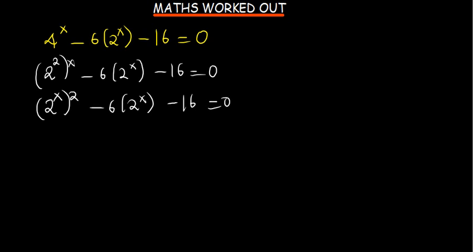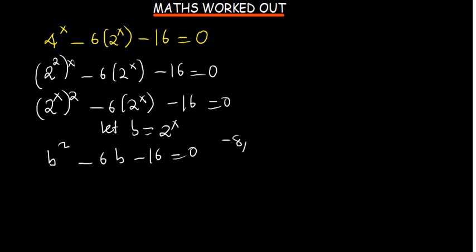So here we're going to let b be equal to 2 to the power x. Where there's 2 to the power x, we put b, but it is squared, remember. Minus 6b, minus 16 is equal to 0. The product here is negative 16, the sum is negative 6. What two numbers can we multiply to get negative 16 and add to get negative 6? I think negative 8 and positive 2.